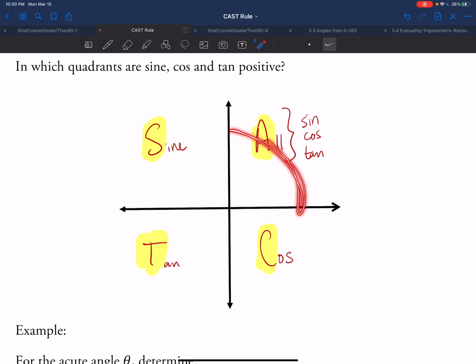Any angle between 0 and 90, sine, cos, or tan, will give me a positive ratio. So if I type in my calculator the cos of 37 degrees, it's guaranteed to be a positive ratio. But in this quadrant, from 90 to 180, only sine would be positive. So if I did the sine of 120 degrees, that's going to be a positive ratio. But if I did the cos of 120, it's going to be negative. Okay, so this tells us which ratio is going to be positive in that quadrant.